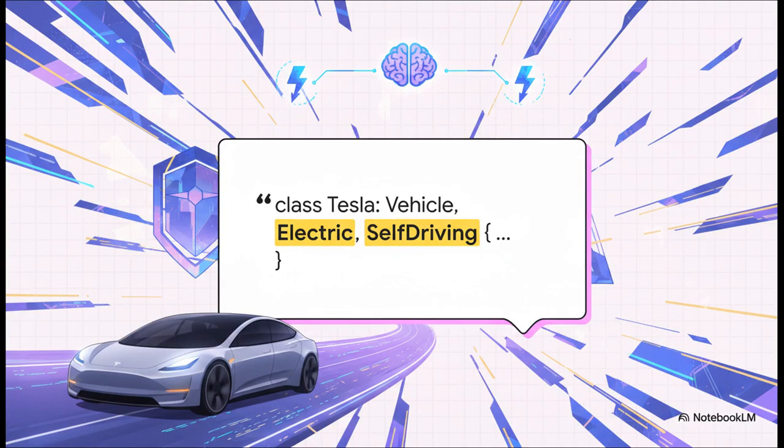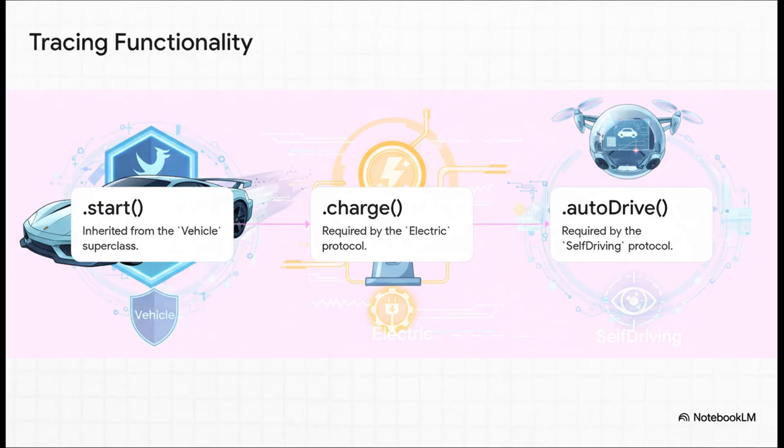And now, check this out. This is how we put it all together. Look how clean and readable that is. Our Tesla class inherits from its one superclass, vehicle, and then it simply adopts or conforms to the electric and self-driving protocols. One identity, multiple capabilities. It's that easy. So when we actually use this Tesla object, there's zero confusion about where its functionality is coming from. If we call a start method, we know that comes directly from its identity as a vehicle. If we call a charge method, that's guaranteed by the electric protocol. And if we call auto drive, well, that's required by the self-driving protocol. We get all the behaviors we want from multiple sources with absolutely no conflict.